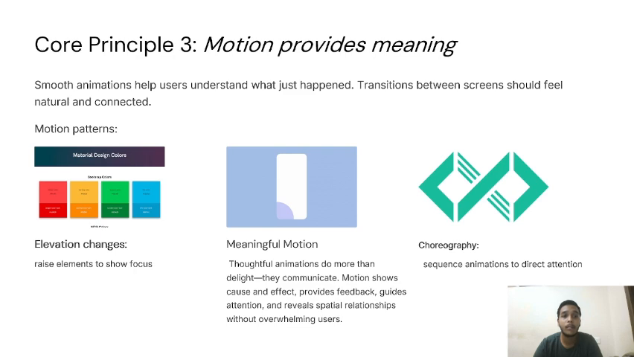Now coming to the third principle, it is motion provides meaning. It means smooth animation helps users understand what just happened. Transitions between screens should feel natural and connected. In this, there are three types of motion patterns. The first one is elevation change: raise elements to show focus. The second one is meaningful motion, which helps users understand what just happened in the app and what is going to happen. And the third one is choreography, which means sequenced animation to direct attention. These are the three core principles of material design.